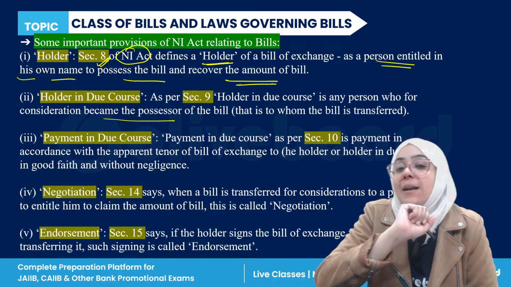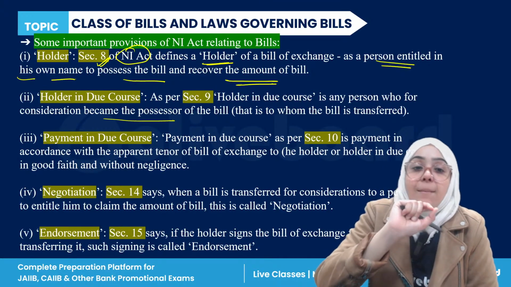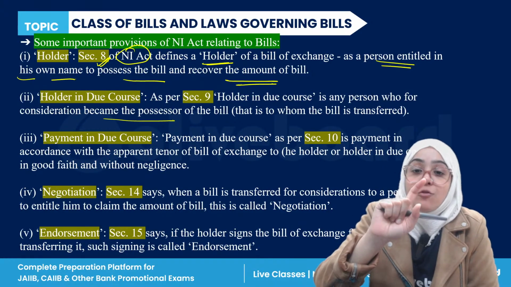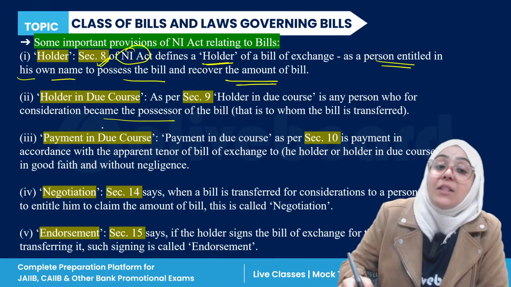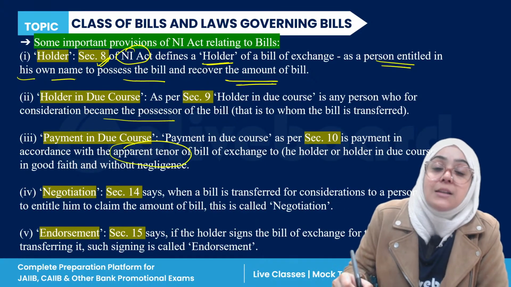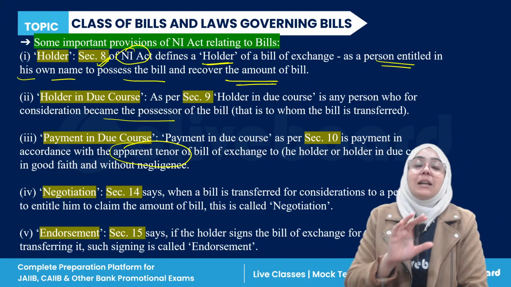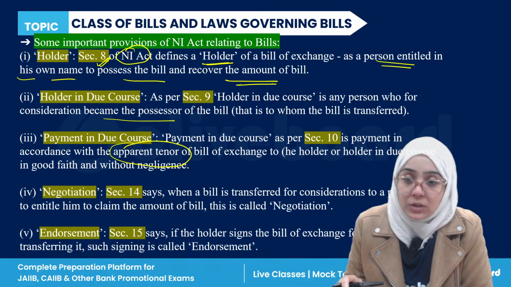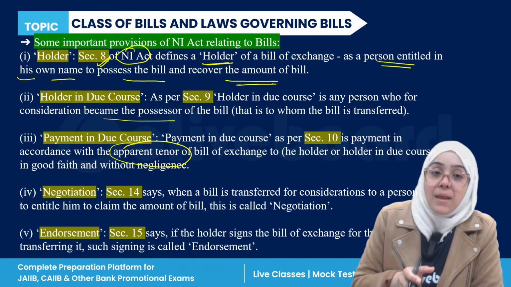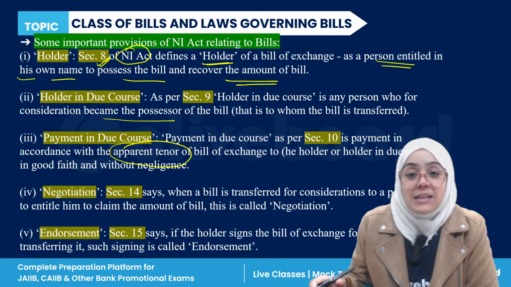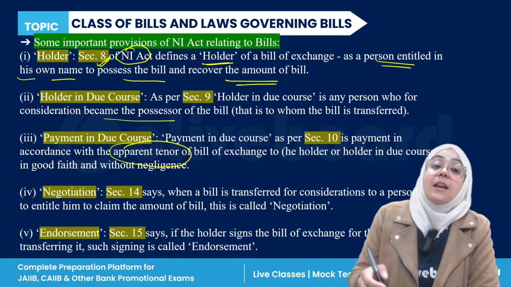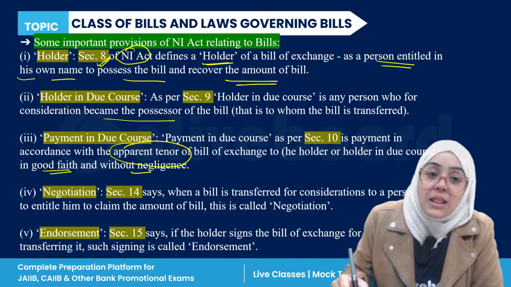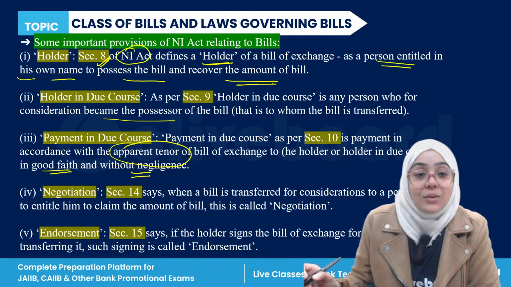Clear? Payment in due course means you have to pay the whole bill of exchange according to the apparent tenor. Apparent tenor of the bill of exchange means whatever is written in the bill of exchange, you have to make payment according to the apparent tenor to the holder or holder in due course, in good faith and without any negligence, right?